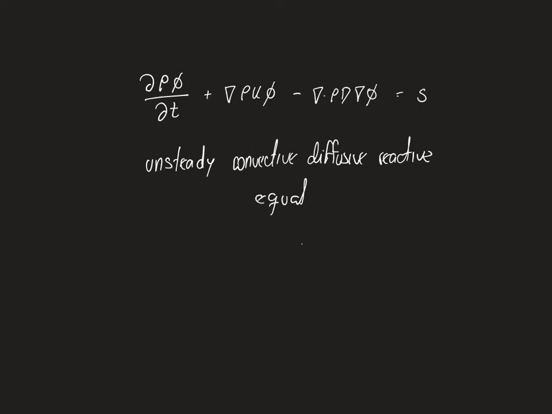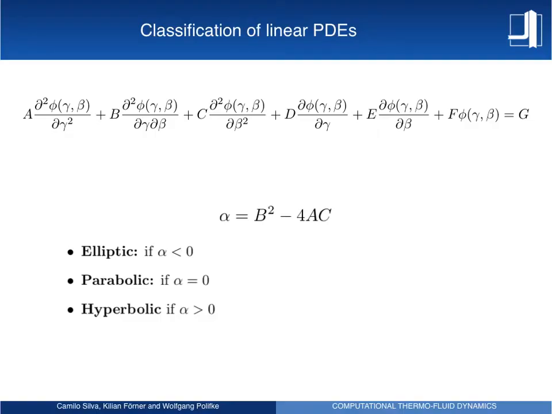So this is normally known as CDR, the unsteady CDR equation. This unsteady convective diffusive reactive equation is the general equation, and sometimes we don't need to solve the unsteady, we just need the steady part, or sometimes we want to have the diffusive part with that convective part, or the other way around.